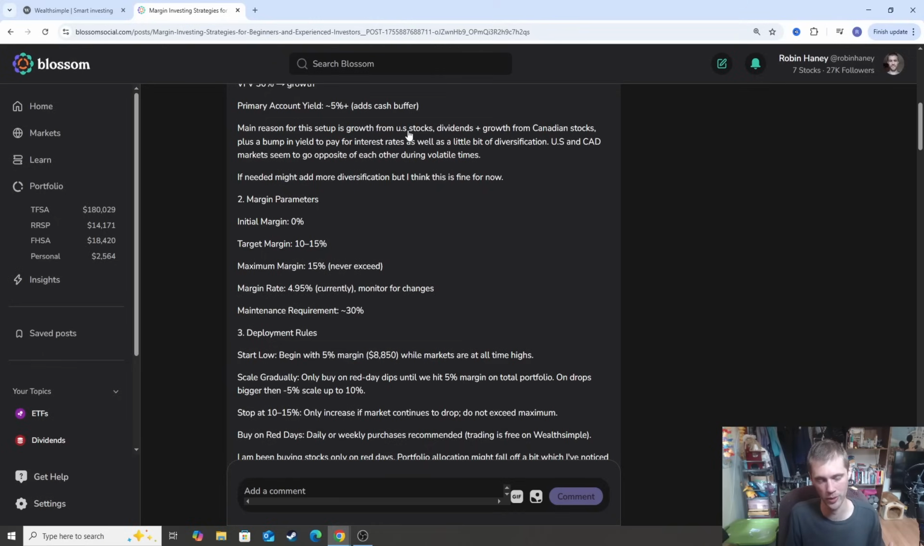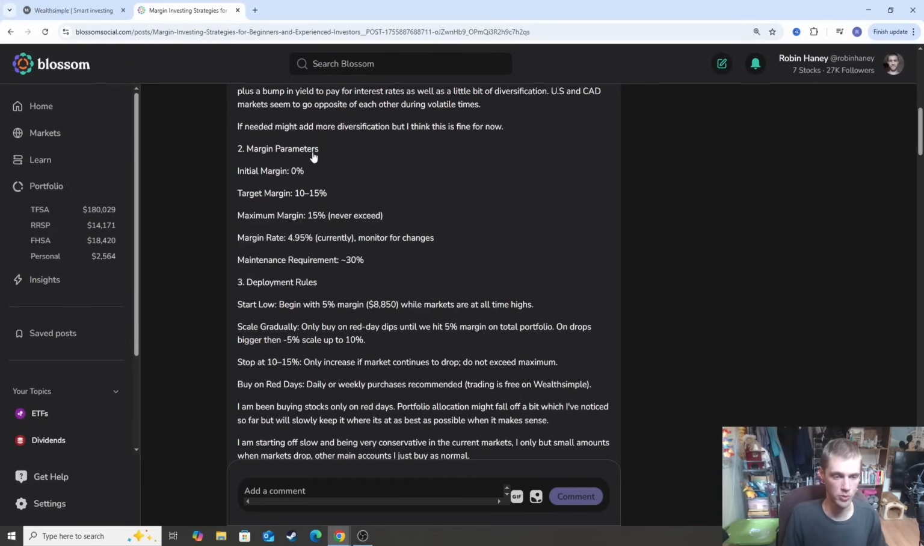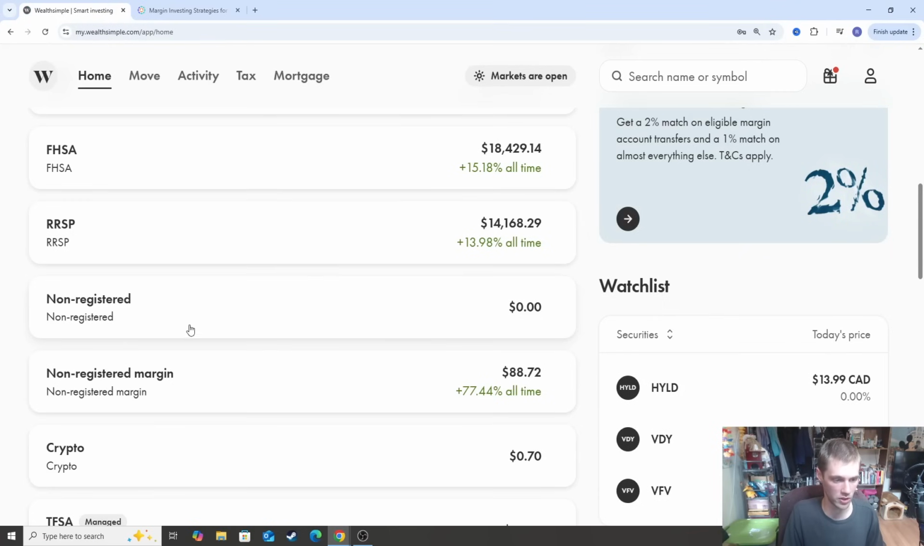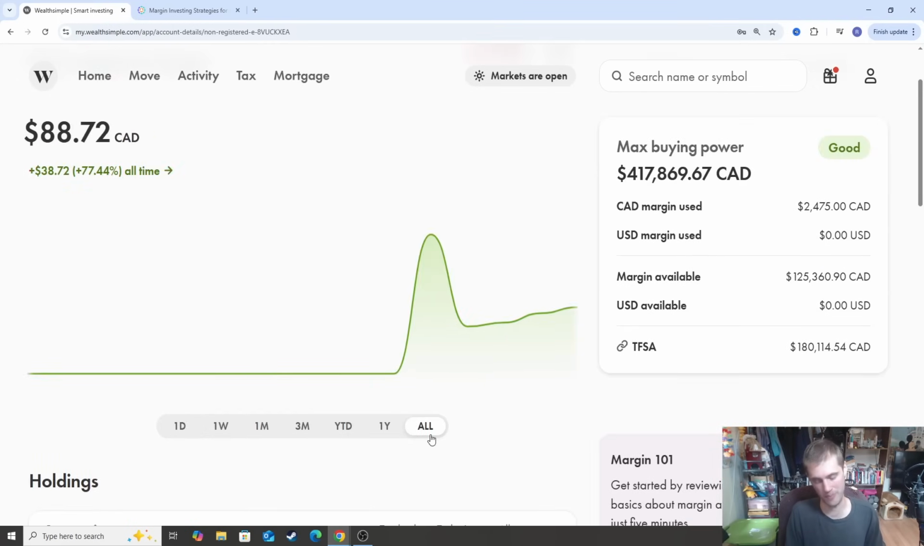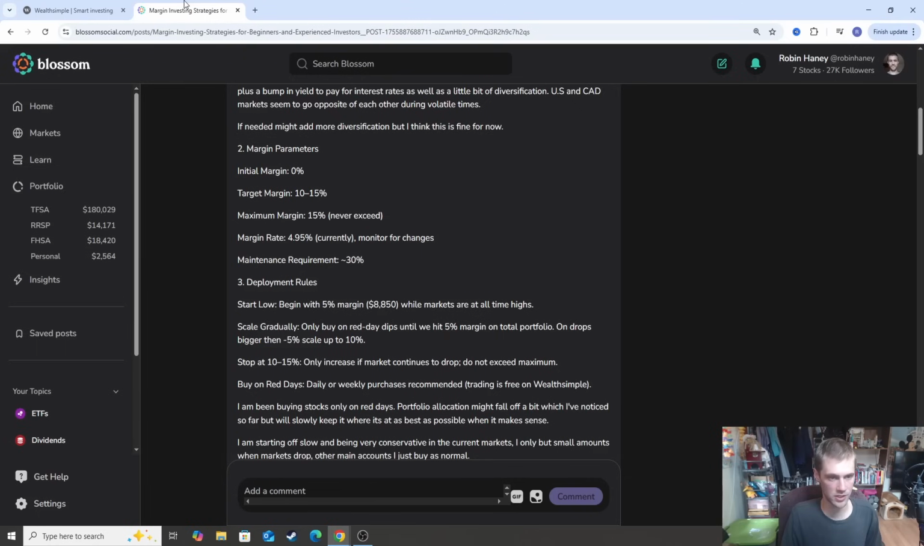And again, this wouldn't normally matter for a regular portfolio, but you want to be careful with margins. Here are our margin parameters. Our initial margin was 0%. As you guys can see here, we started with nothing inside the margin account. And our goal is to hit about 15% max. I'm going to lay this out as we go through here.